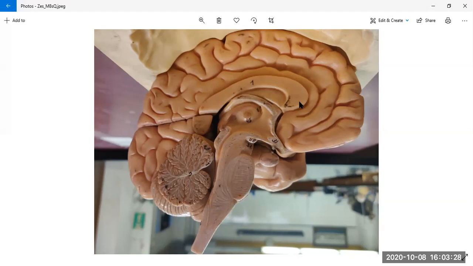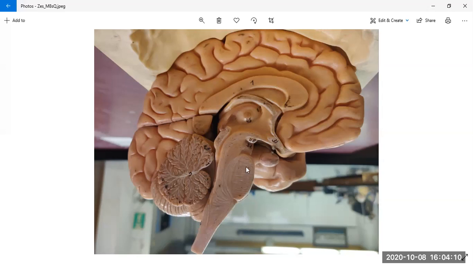And there are 3 structures I want you to know. I'm not going to test you on that, but it would be nice if you know them. If you draw a perpendicular line going down from the corpus callosum, you are going to touch the thalamus, the hypothalamus, and then the pituitary gland. Hypo means under, so the hypothalamus is under the thalamus, and then you have the pituitary. It is almost a straight line.